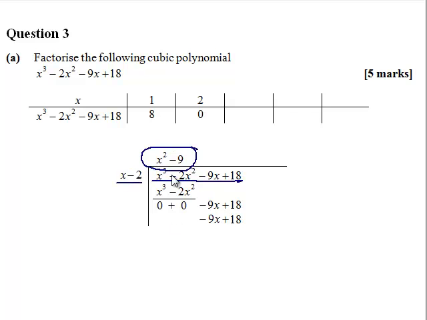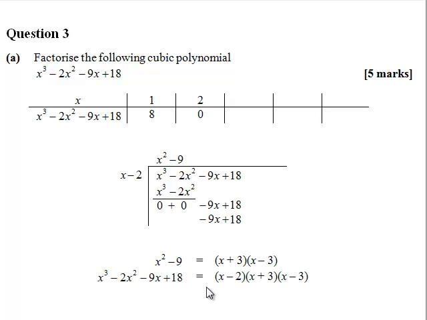Now factorising x squared minus 9 is easy because this is the difference of two squares. We've got x squared minus 3 squared, and the difference of two squares is x plus 3 times x minus 3. So now we can write the whole expression whose factors are x minus 2, x plus 3, x minus 3, and that's the answer to part A.